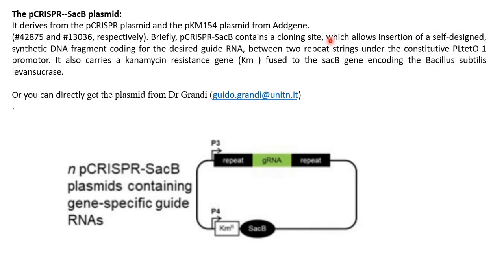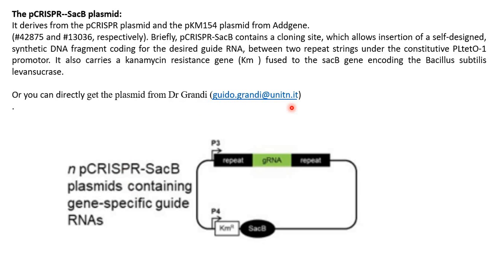Okay. Now, you need a plasmid also in which you can insert your guide RNA. Guide RNA means the RNA that will guide the Cas9 where it should cut the target gene. And this is against your gene of interest. Your gene of interest should be near to the protospacer adjacent motif, which is PAM, or it should be near to the NGG. I've already described it in my previous lecture, but I'll describe it later as well. This plasmid is called the pCRISPR-SEC plasmid. Either you can directly purchase it from Dr. Grandi, who is at the University of Trento, Italy.